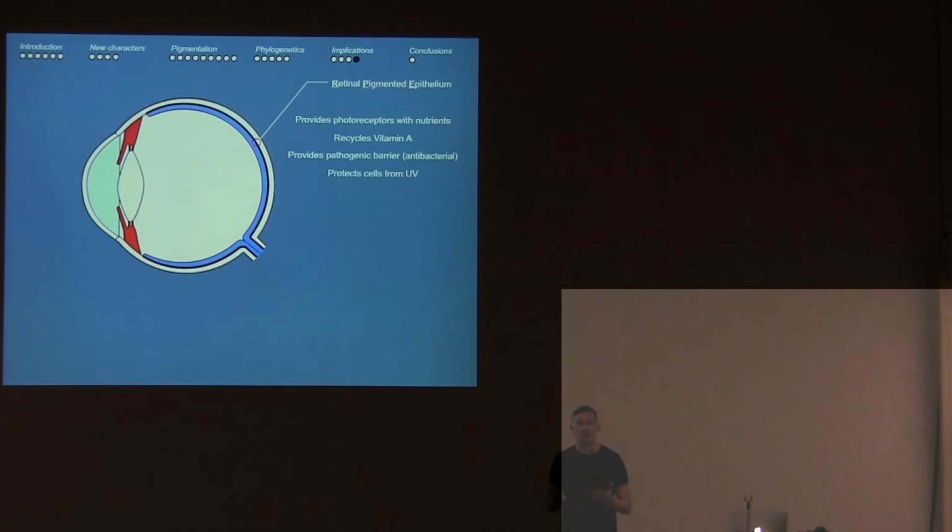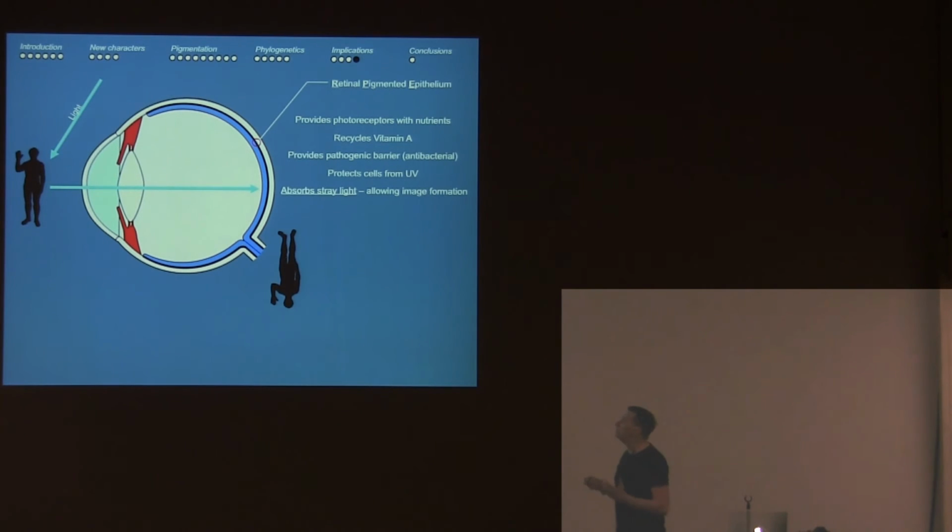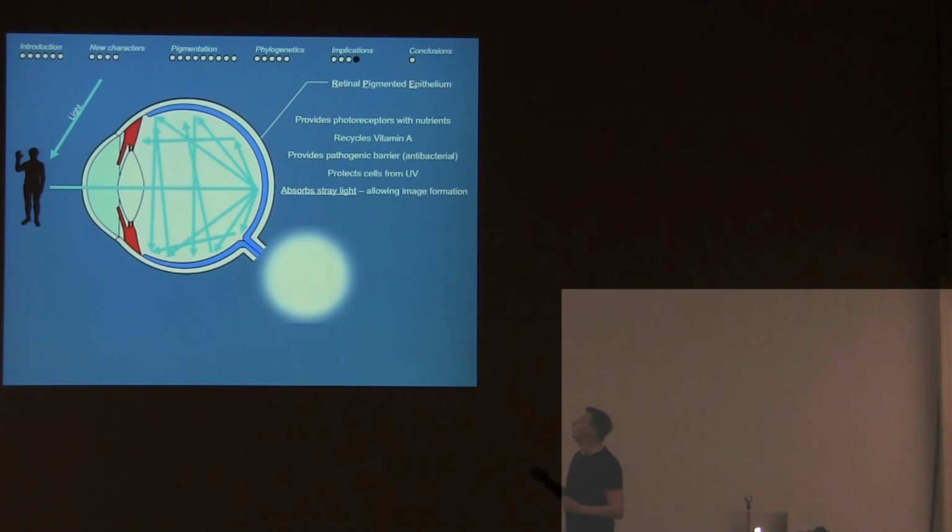But the most vital job that the RPE does in the vertebrate eye is it absorbs stray light. So light bounces off an object and it enters the eye, if it's a healthy eye, I should say. And then the receptor cells pick up that light, send a signal to the brain, which then interprets it as an image. If you remove the RPE, which would be a pretty messy operation, the light is scattered, and basically the receptor cells pick up too much light, and the image is whited out.